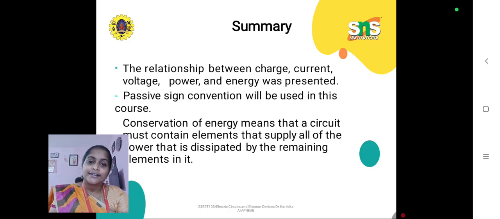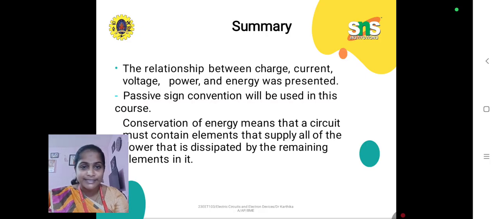Here the relationship between charge, current, voltage, power and energy was presented, and the passive sign convention will also be used in this course. Conservation of energy means that a circuit must contain elements that supply all the power that is dissipated by the remaining elements in it.